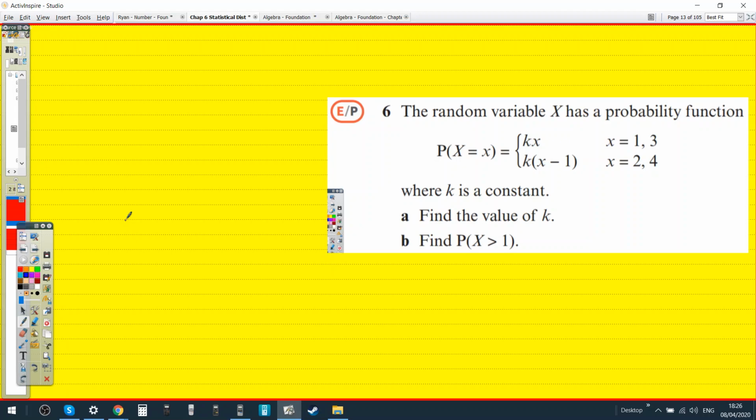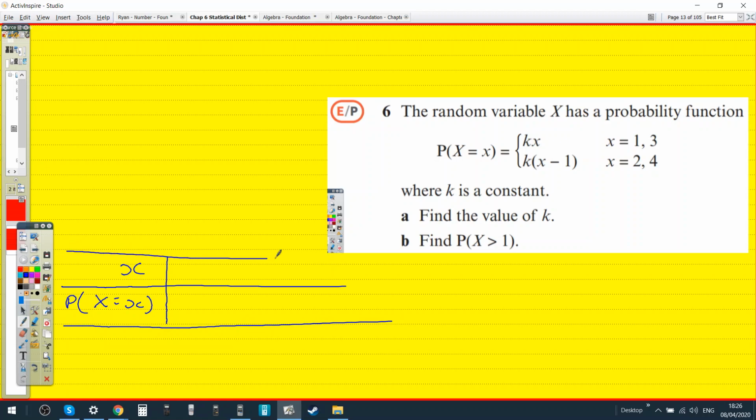So if it was in a table, the probability of 1 and 3 is kx. And then would we expand the other one? So for 2 and 4, the probability would be kx minus k. So then kx plus kx plus kx minus k plus kx minus k equals 1.